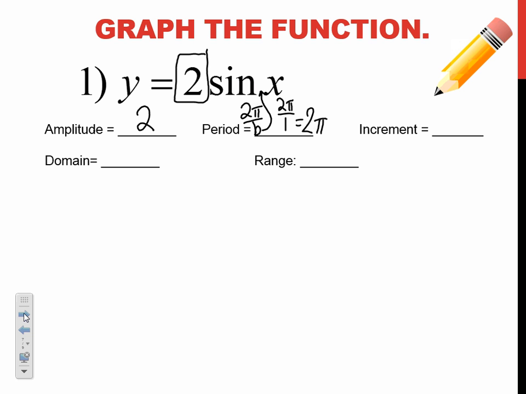The increment is what we're going to use to number my graph. So the increment is found by taking the period and dividing it by 4, or taking 1/4 of the period. So what I'm going to do then is take this 2 pi and divide it by 4. So I'm going to have 2 pi divided by 4. Now if I simplify that, I end up with 1/2 pi, or pi divided by 2. So that's the increment. Now domain and range, I'm going to come back to in just a minute. You need to make sure that you have all of those blanks in your notes, okay?